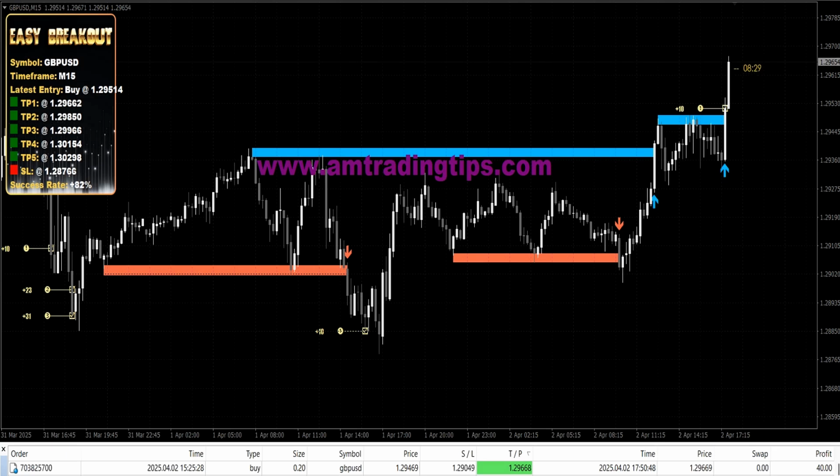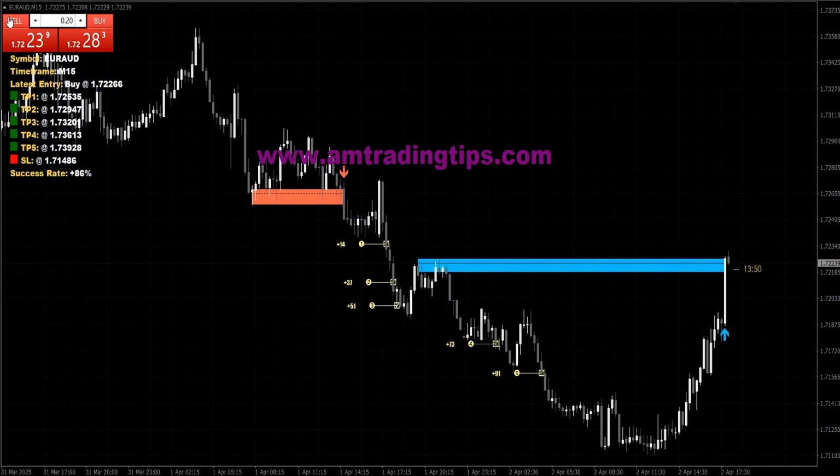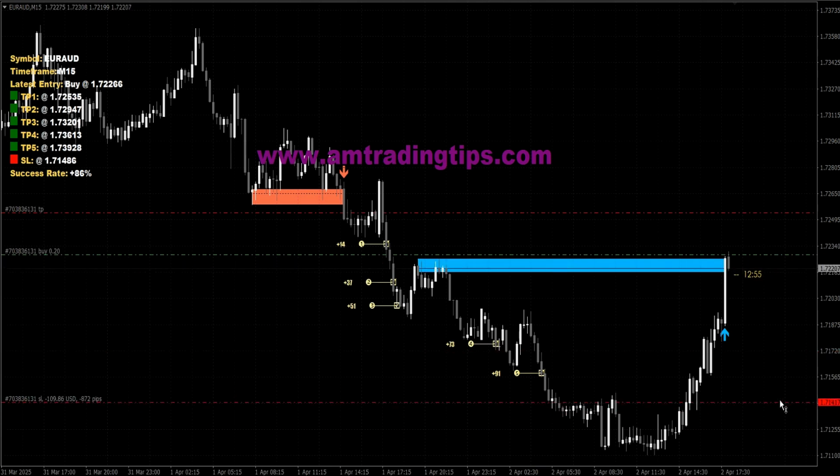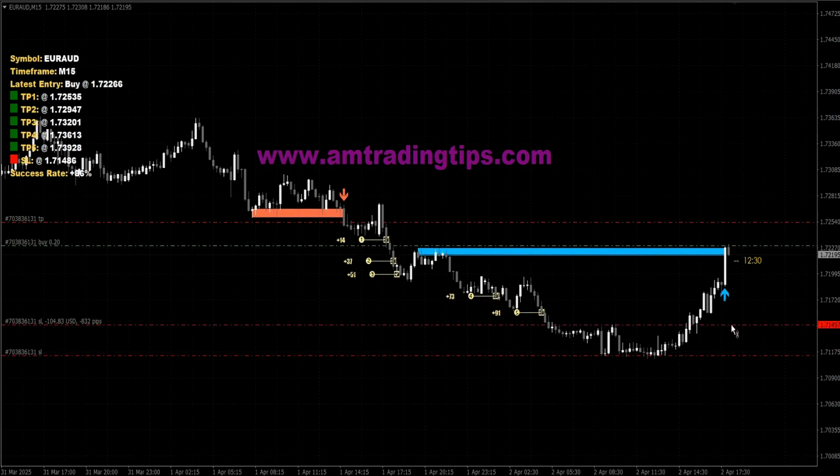But hey, let's not stop there. Let's patiently wait for another clear breakout signal. Remember, patience is key in trading. Let the indicator show us the perfect opportunity. All right, traders, we've just received a fresh buy signal from the Easy Breakout Indicator. You can see the price has broken above the blue resistance line, which means it's time to take action. Let's go ahead and place a buy trade right now.